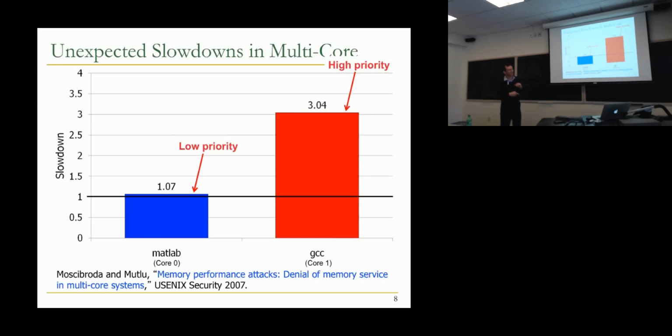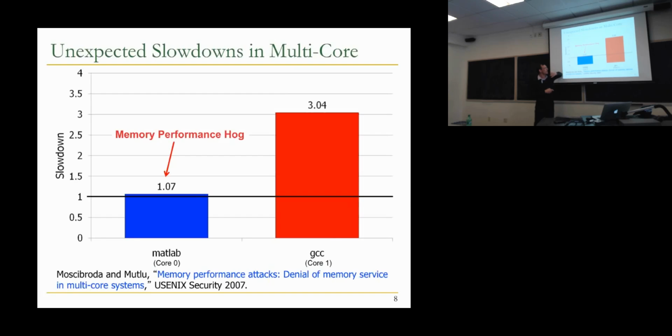So we tried to fix this problem somehow. This is on a real system. We made MATLAB low priority. So you can go into Linux and nice the program, right? And we made GCC high priority. Nothing changed. Basically, you got the same result. So we call this the Memory Performance Hog.